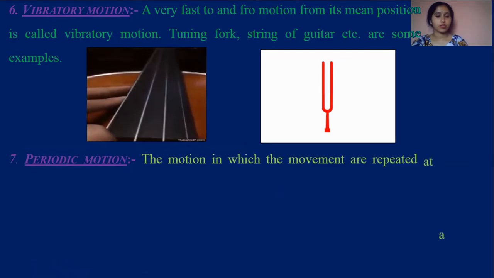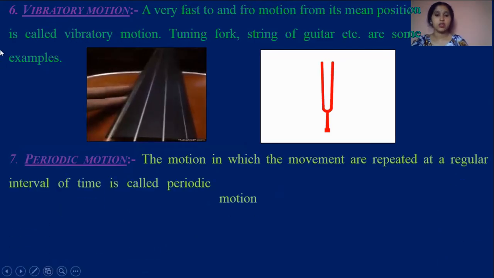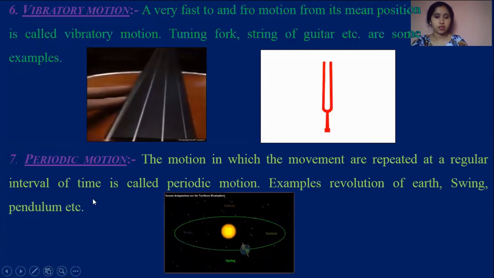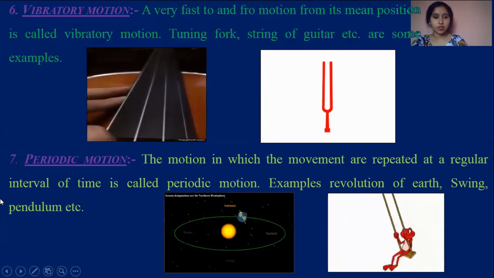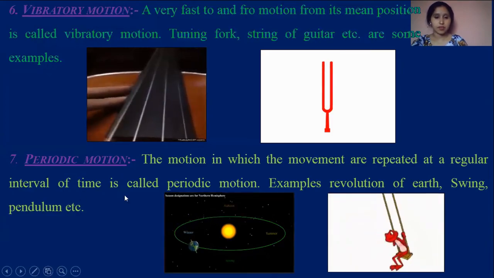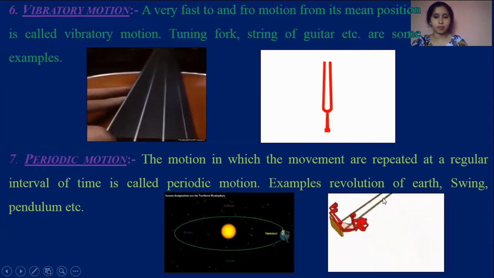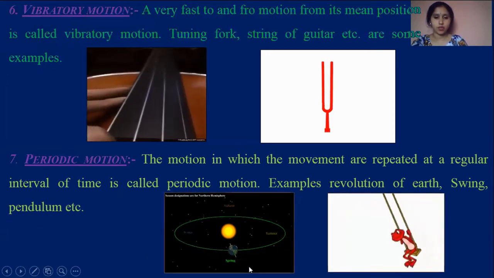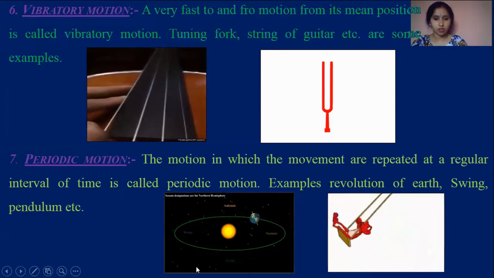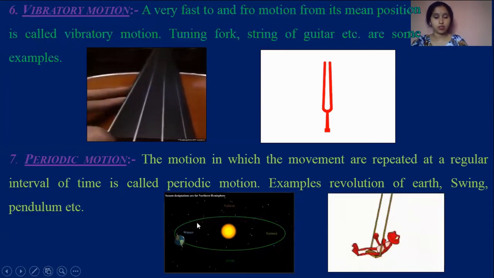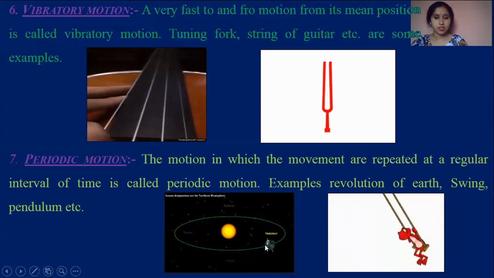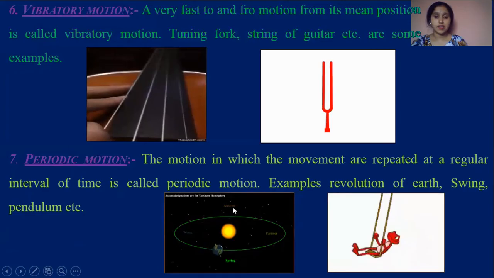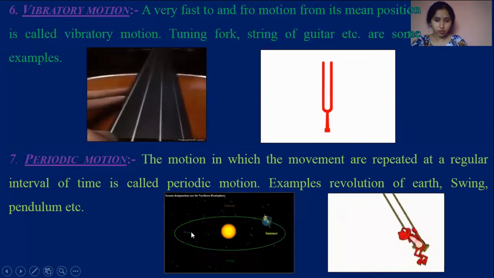Now the next type of motion is periodic motion. It is the motion in which the movements are repeated at a regular interval of time. That means the movement is repeated with the same gap of time. That is called periodic motion. For example, you can take the revolution of earth, a swing or a pendulum. Here you can see earth is revolving around the sun. It always revolves around the sun in a year, that means 365 days. That time will not change. It will always take the same time to revolve around the sun.